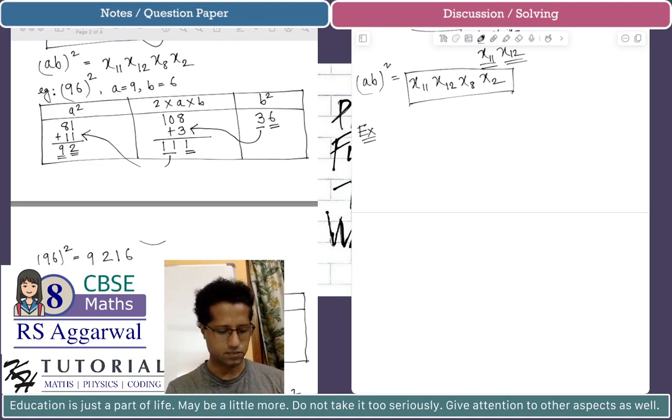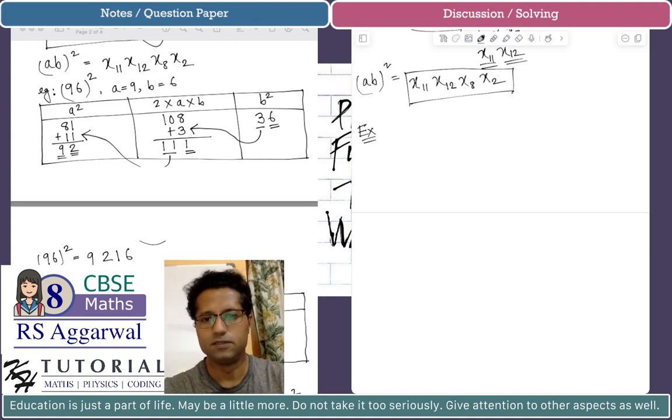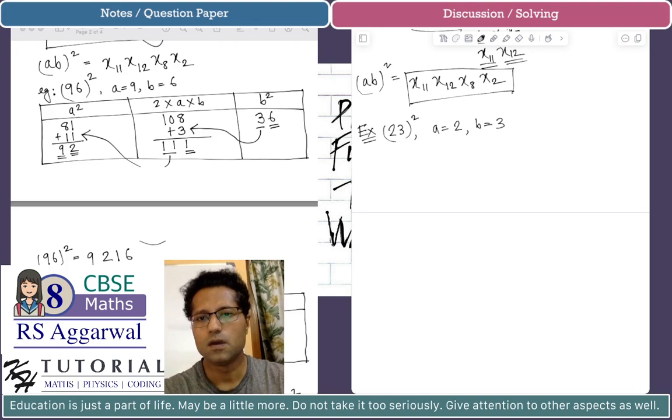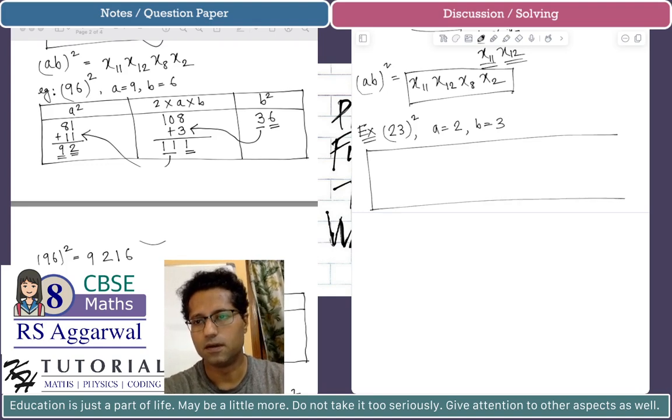So from the exercise 3C, let me solve problems 1, 2, 3, 4, where we have to find the squaring of numbers using the column method. Okay. So 23 square. Here we can see A is 2 and B is equal to 3. So you can quickly draw the table and the three columns.